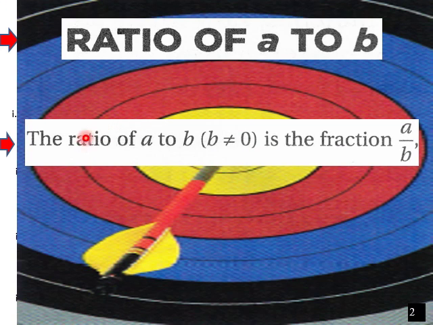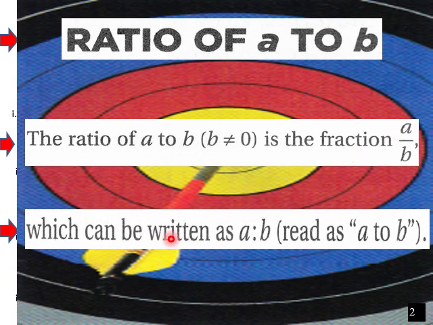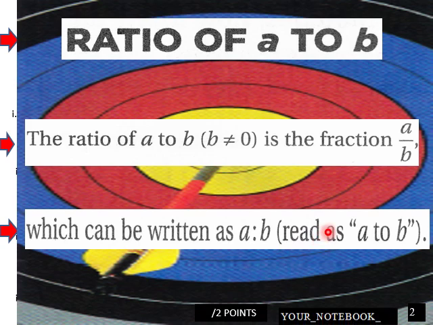Ratio of A to B. The ratio of A to B, where B cannot equal 0, is the fraction A over B, which can be written as A to B.